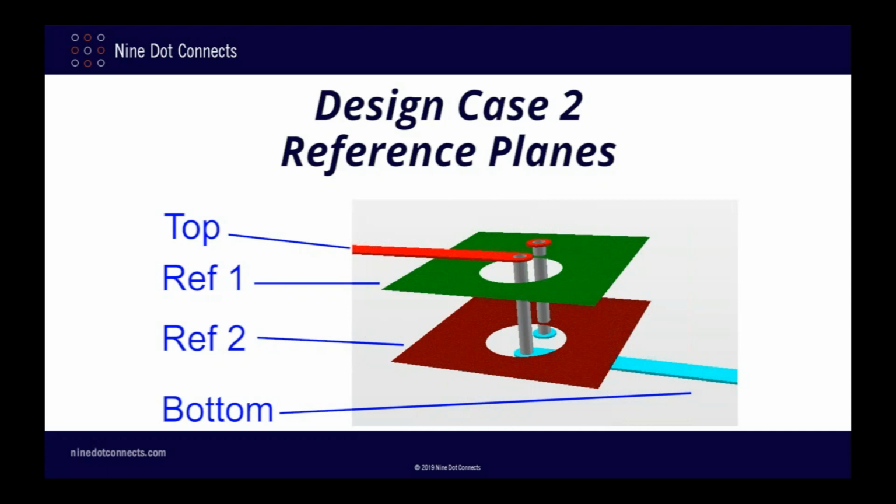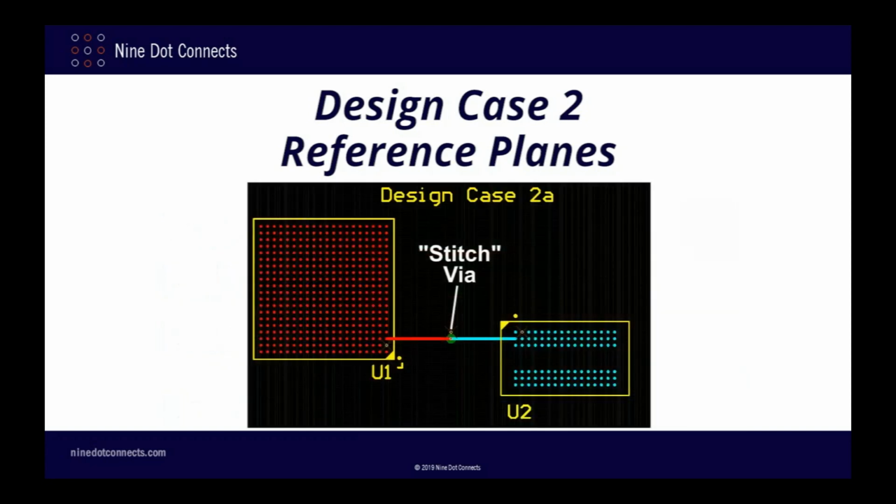Behind the transition via, we also see another via that is tying the two reference planes together. I'll discuss this in more detail later. Here is a slide of the actual design that also includes the stitch via tying the two reference planes together. Okay, let's simulate it and see what happens.